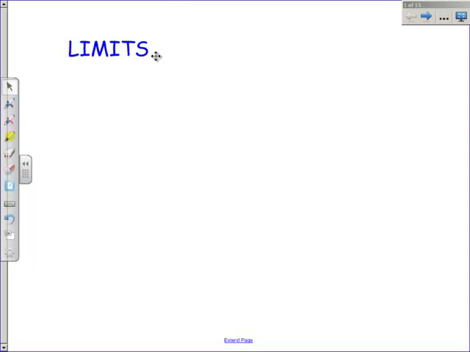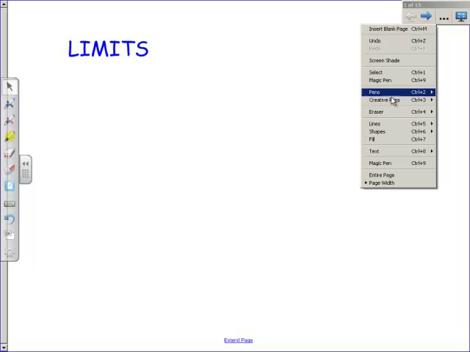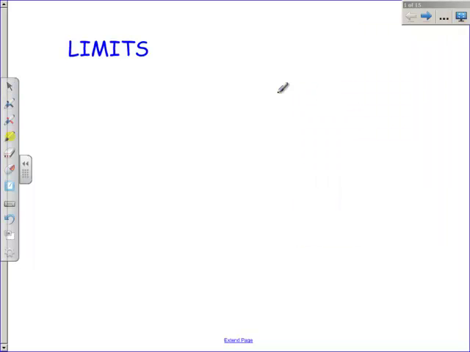Well, hi guys. We are starting our calculus unit, and the very first thing that you study in calculus is this concept of a limit. And I'm going to teach you what they mean and how to answer them.